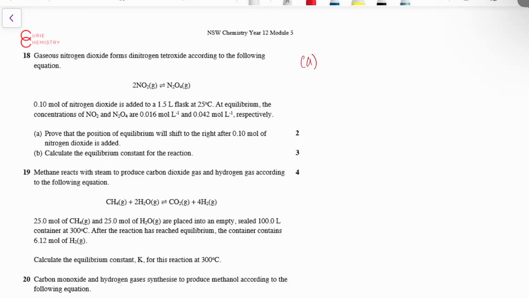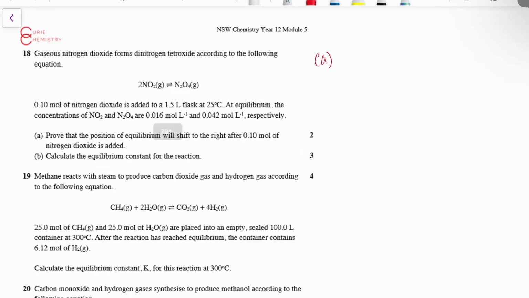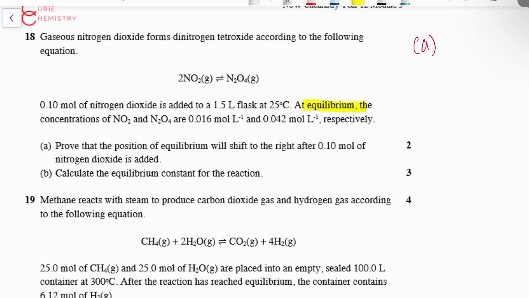If you're shifting to the right, what that means is the concentration of the stuff on the right increases and the concentration of the stuff on the left decreases. So you can either start by, they've given you the equilibrium concentrations of everything, and they've only given you the initial concentration of the nitrogen dioxide. Now, nitrogen dioxide is on the left.